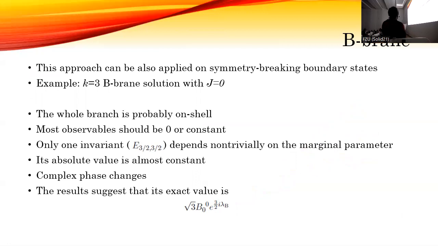I have done it for the D-brane in the K equals 3 model, which has once again some parameter, j equals 0. There are some slight differences. In this case, it seems that the whole branch is on shell. The solution of the boundary state is much simpler because most of the invariants should be equal to 0, or at least constant, and there is only one invariant, this E3 halves, which depends non-trivially on the marginal parameter.